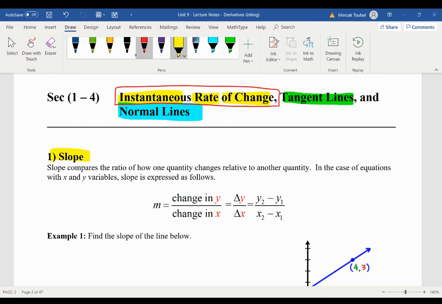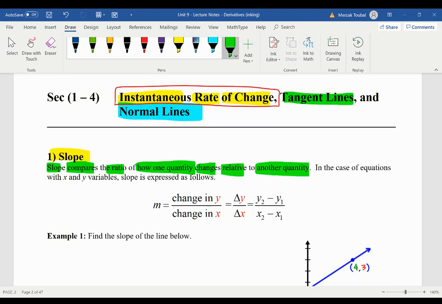Slope. What does the slope mean? The slope compares the ratio of how one quantity changes relative to another quantity. In the case of equations with x and y, it is the change in y over the change in x. So the slope would be m equals the change in y over the change in x, which is the same as saying delta y over delta x, which is the same as y2 minus y1 over x2 minus x1.